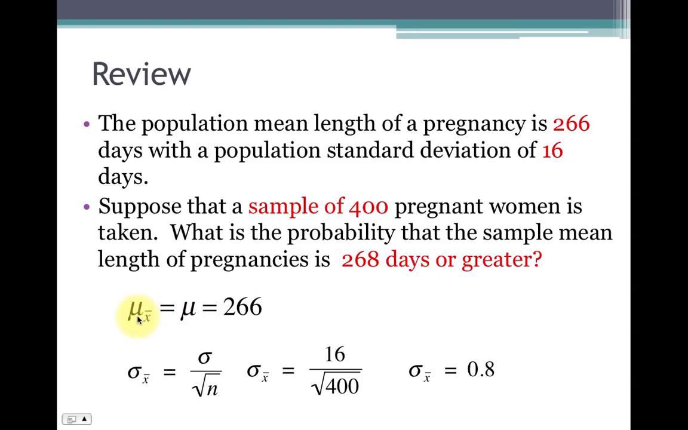Little to no work has to be done for the mean of the sampling distribution because the mean of the sampling distribution is always the same as the population mean, and that's 266. So now when we go to normal CDF, our inputs are lower sample mean, that's the lower value, and then the upper value is going to be positive infinity again because it says or greater. The mean is 266 again, but this time the fourth input is not the standard deviation. The fourth input is the standard error, which is 0.8.